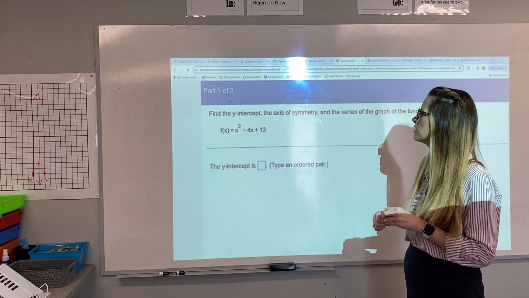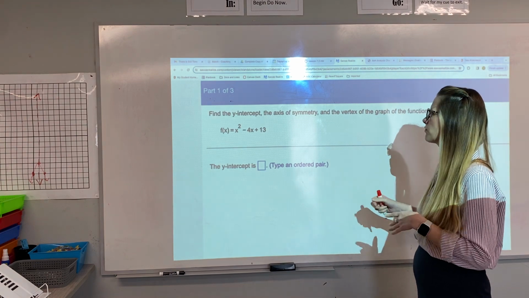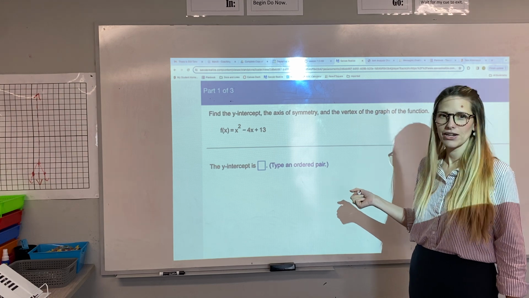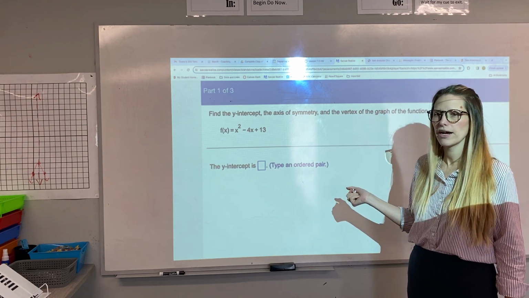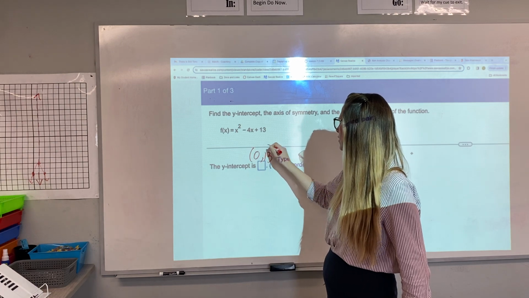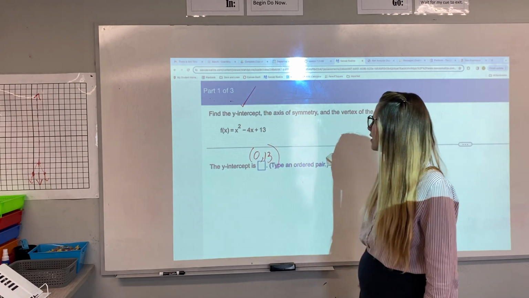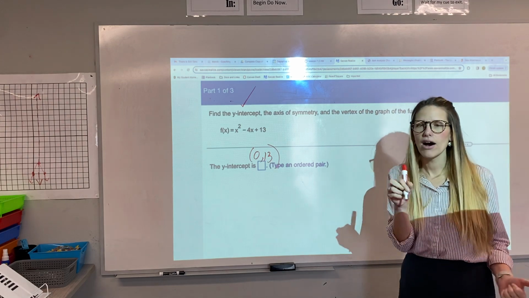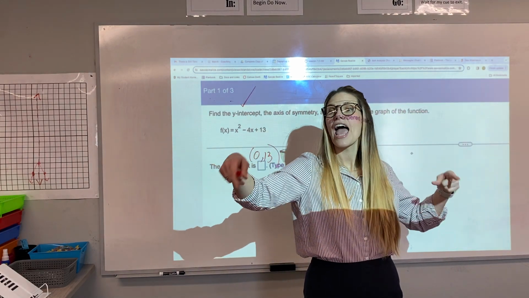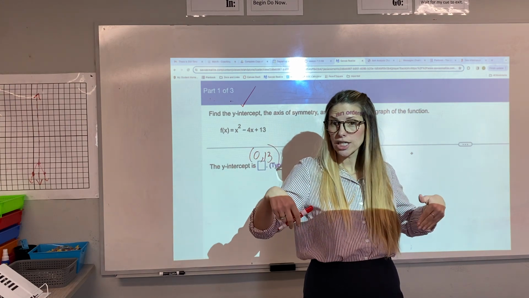So, find the y-intercept, the axis of symmetry, and the vertex. Y-intercept, what is it for this one? 13. How do we write that as an ordered pair? 0, 13. Very good. Y-intercept is done. Now we need our axis of symmetry: negative b over 2a.